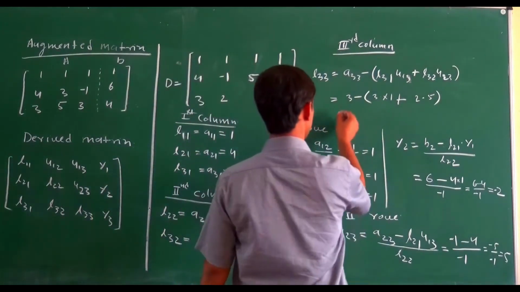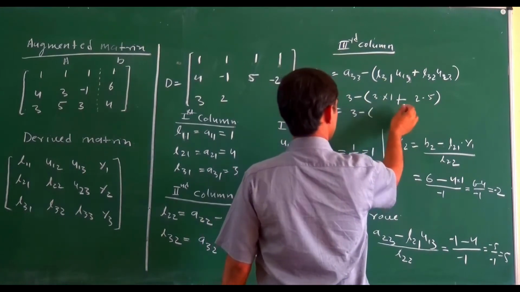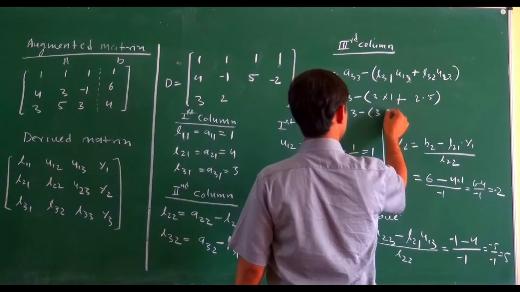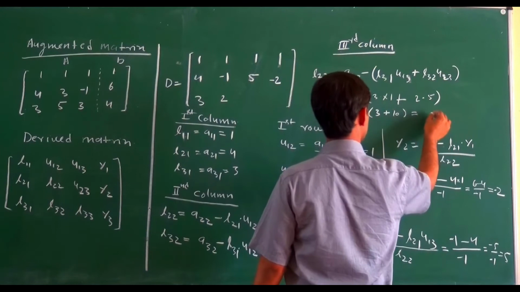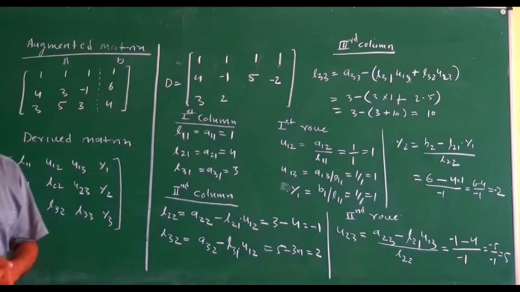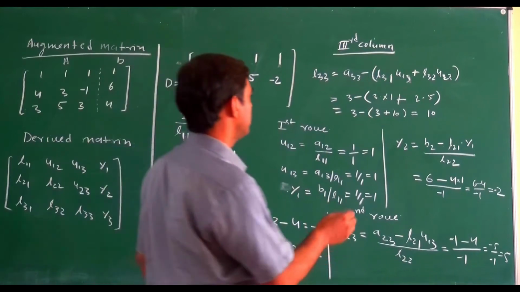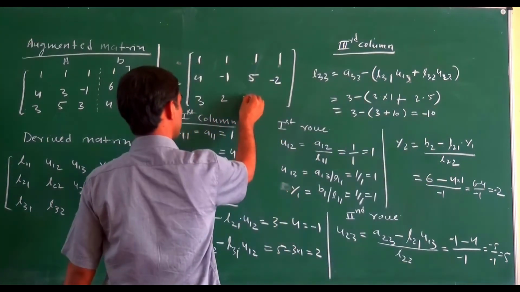So what is the value? The value becomes 3 minus 3 plus 10. This one is 10. So what is the value? The value becomes 3 minus 13, so this one is minus 10. So the value here is minus 10.